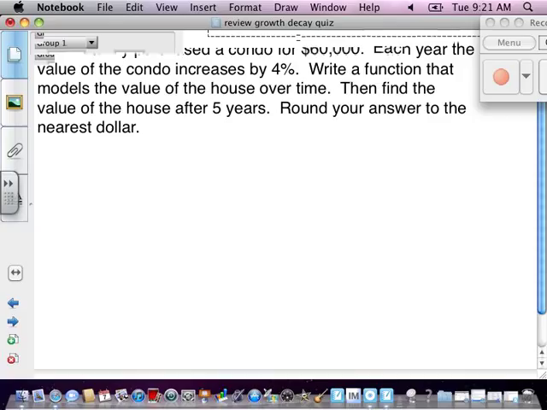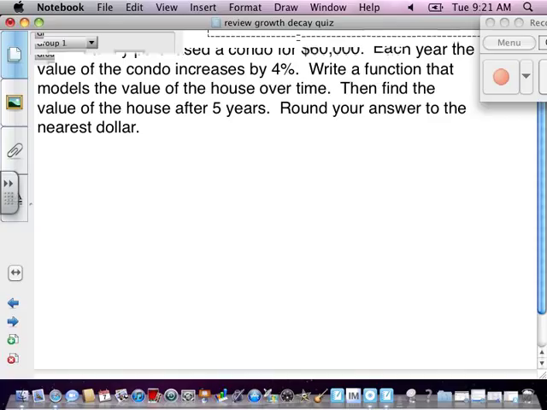Okay. A family purchased a condo for $60,000. Each year, the value of the condo increases by 4%. Write a function that models the value of the house over time. Then find the value of the house after 5 years. Is this a growth problem or a decay problem? Is the house going up in price or is it decreasing in price? Up, so it's a growth problem.